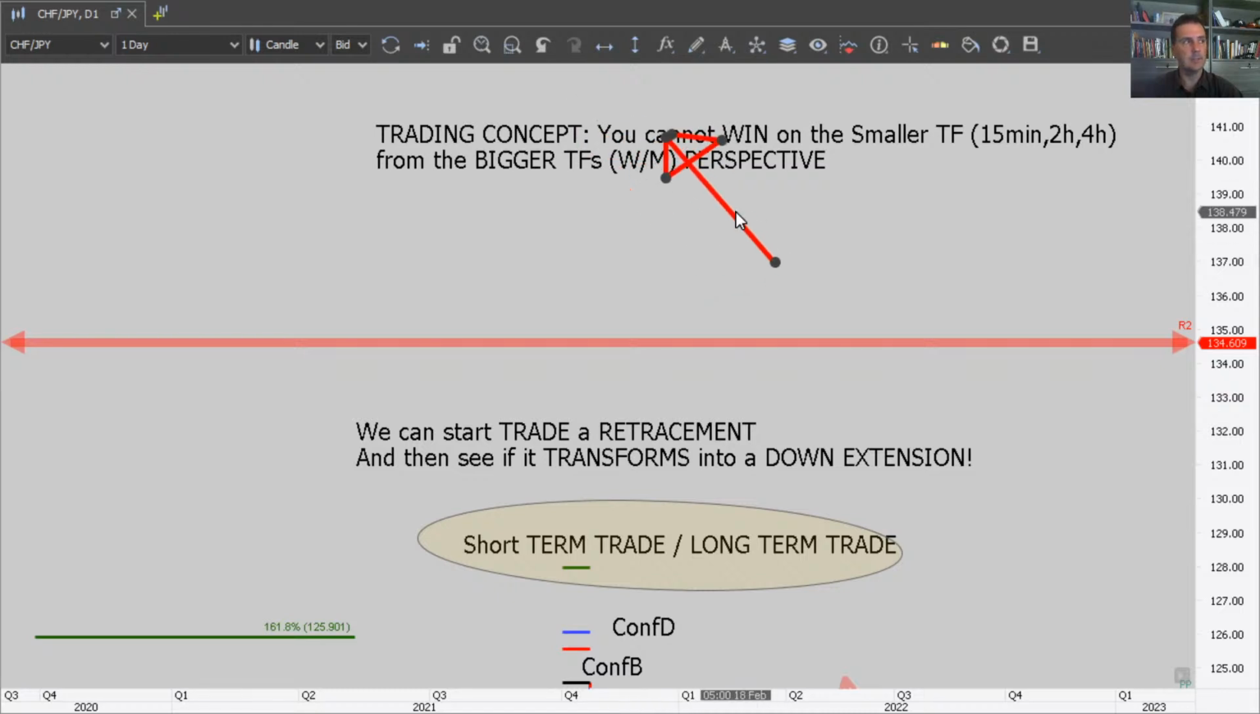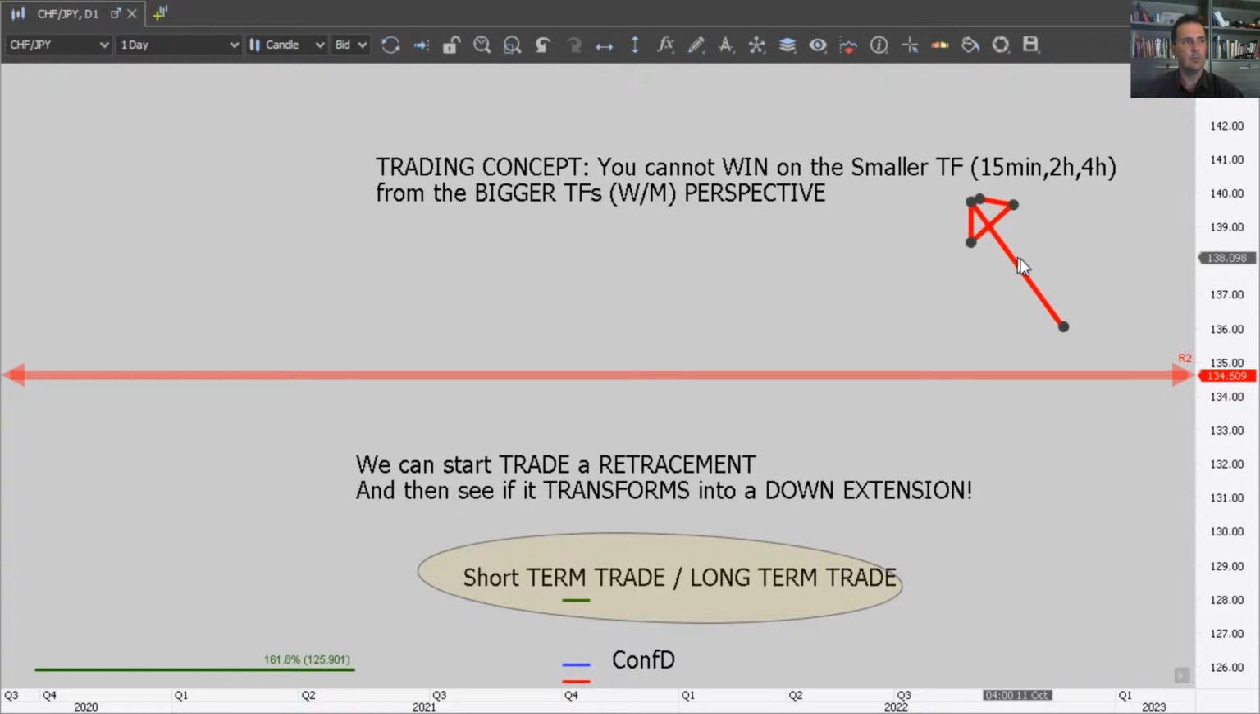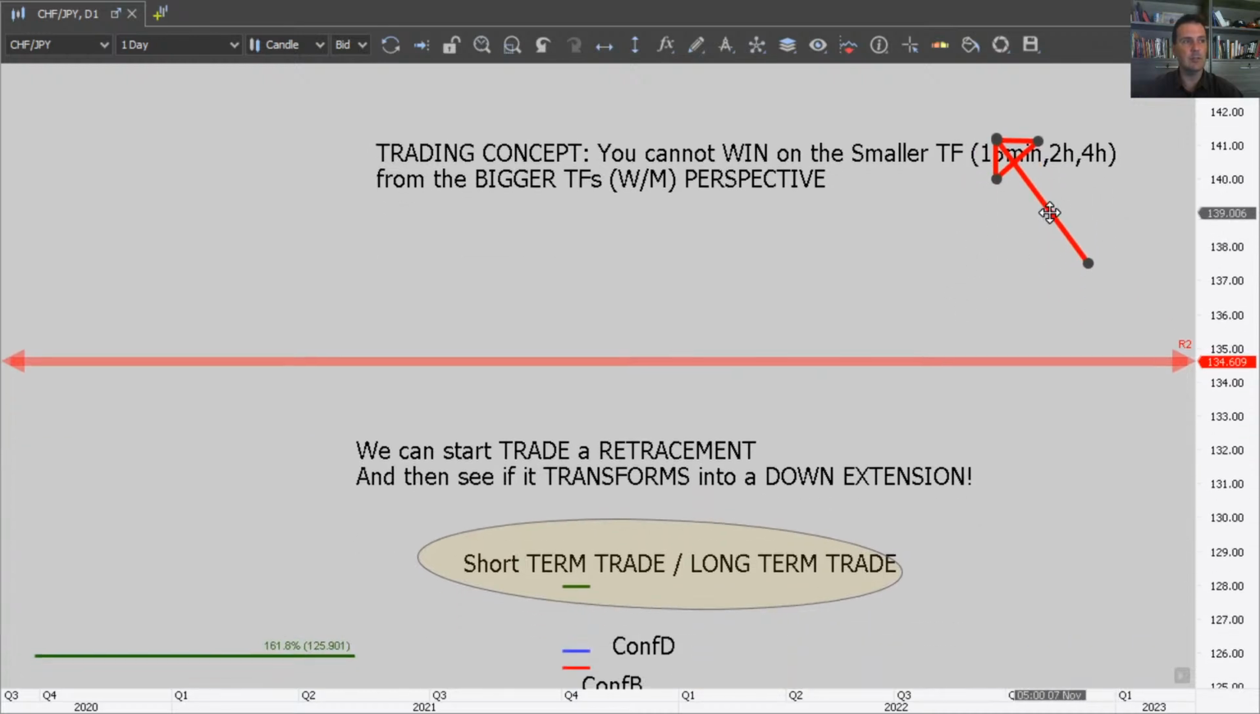One more time. You cannot win on the smaller time frame. You are trading the 15-minute chart, 2-hour chart, 4-hour chart because you don't have enough capital. Make sense? If you had a $1 million account, everybody, you would still not enter on the weekly. You cannot win on the 15-minute chart, 2-hour chart, 4-hour chart from the weekly or monthly perspective.